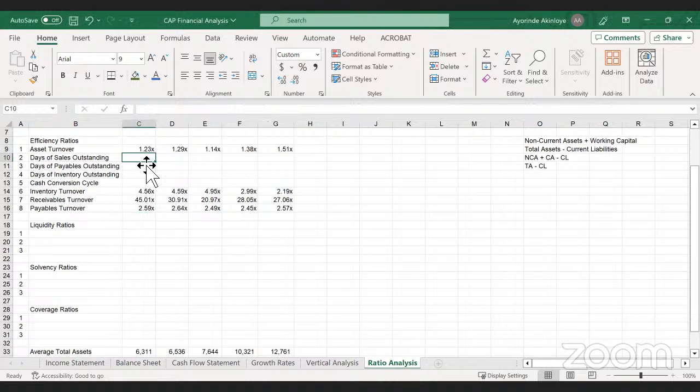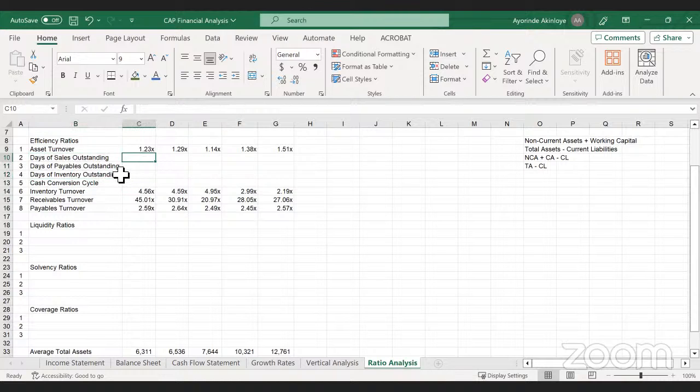So let's quickly do days of sales outstanding, days of payables outstanding, and days of inventory outstanding. These three items are all linked to their respective turnover ratios. Days of sales outstanding is related to receivables turnover. Days of payables outstanding is related to payables turnover. Days of inventory outstanding is related to inventory turnover. In fact, if you have these three, you can calculate these three. Let's see how.